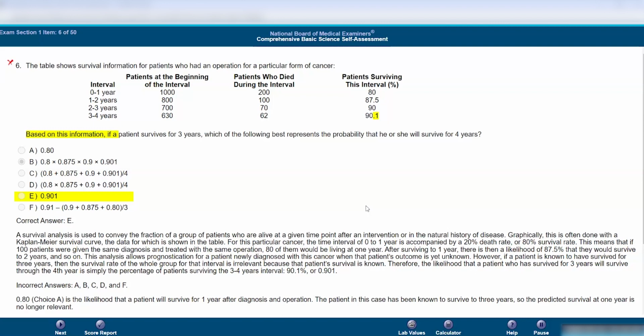And so I thought you have to get past year one and then year two, year three, year four. So to do that, it'd be like an 80% chance times a 87.5 times a 90 times a 90.01. And so I went with that one.